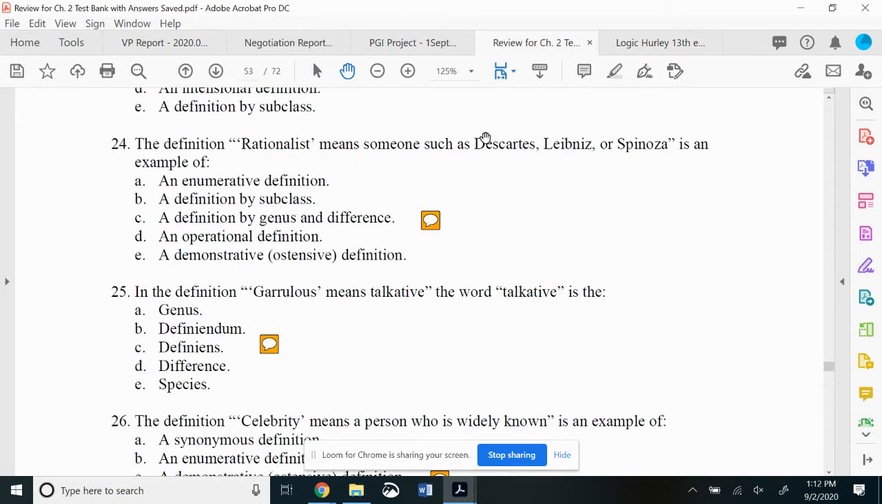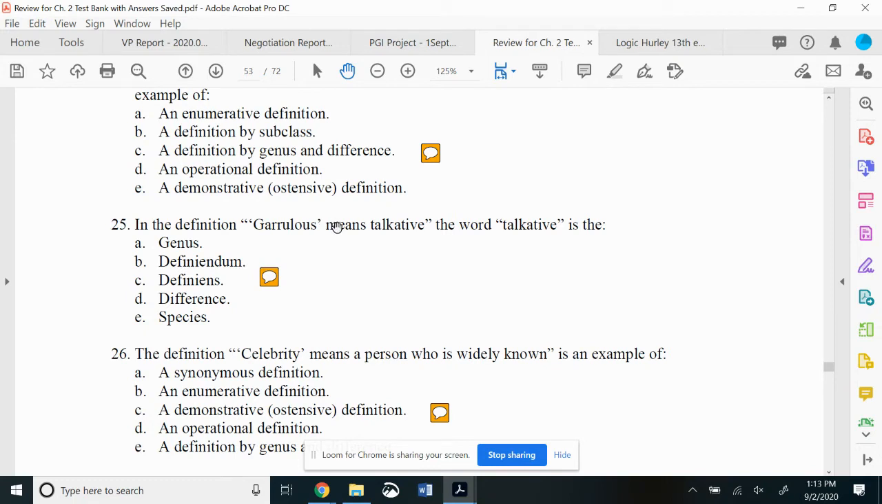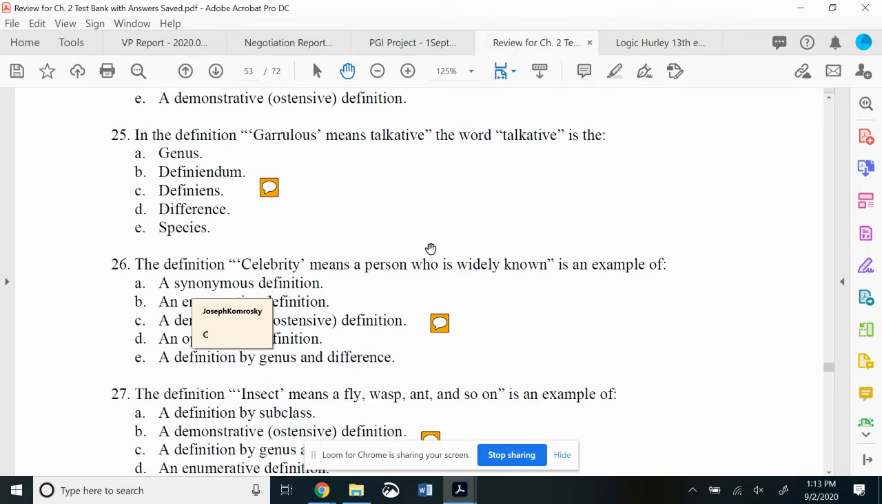Definition rationalist means somebody, I'm giving very specific names. You can actually point to them. And are they? Yes, they are enumerative definitions. So go back and look if you were stuck on that. 25, definition, gralis means talkative. The word talkative is C, definiens. This is kind of just a review. Again, this word is describing this word. And then the definiendum, what would that be? This, even though it's not asking you for that.